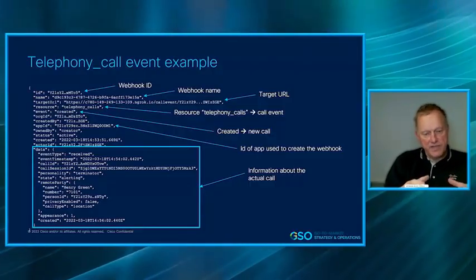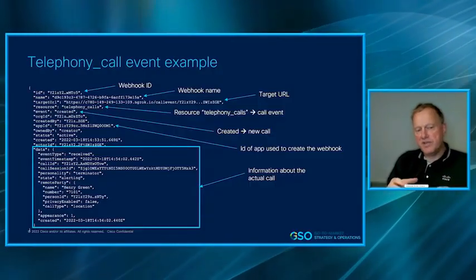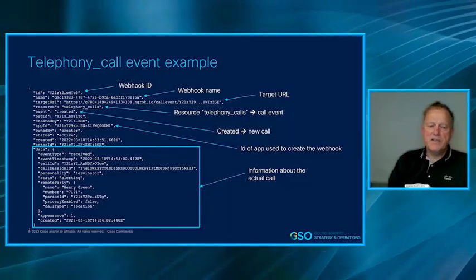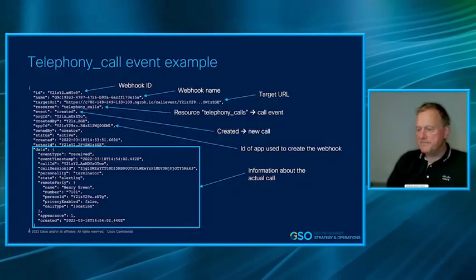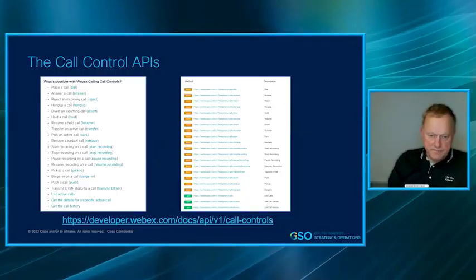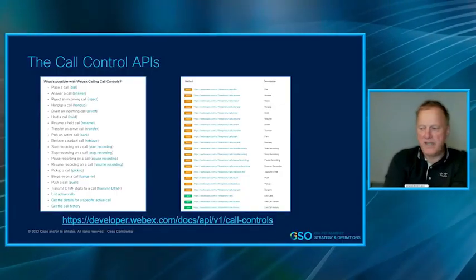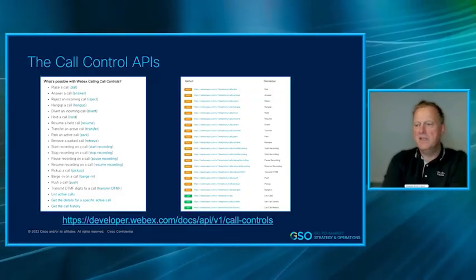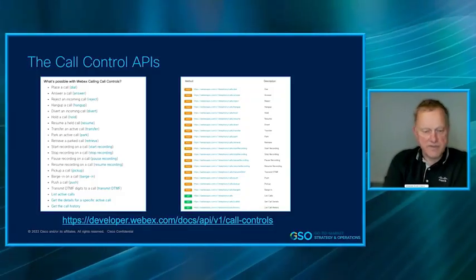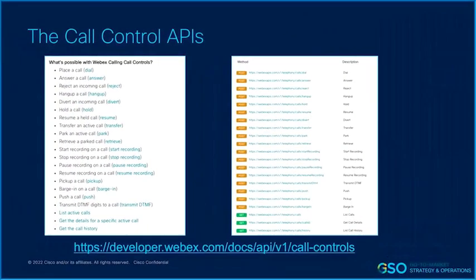When we create an application, we have to handle these events and react accordingly. The call control APIs, as mentioned earlier, have documentation available on developer.webex.com. As you can see, there's a whole list of available APIs. You can dial calls, answer calls, reject calls, and so on.